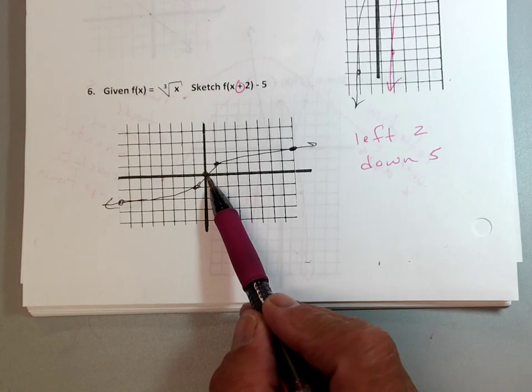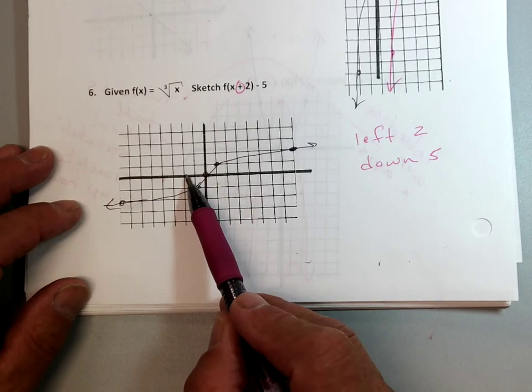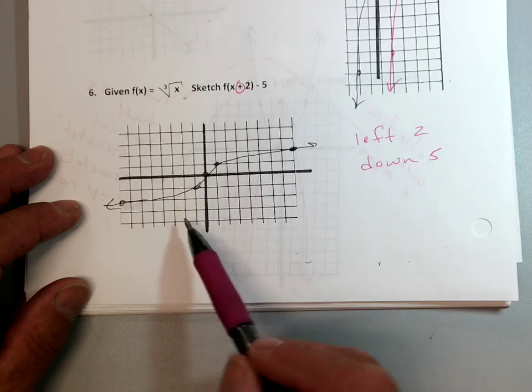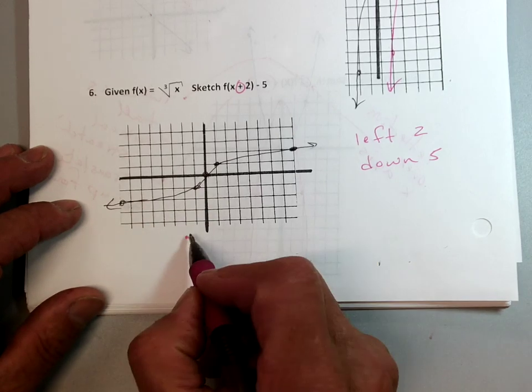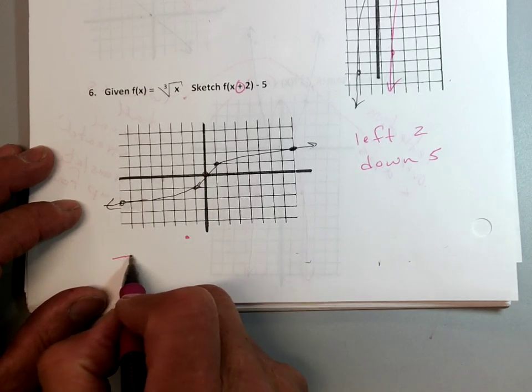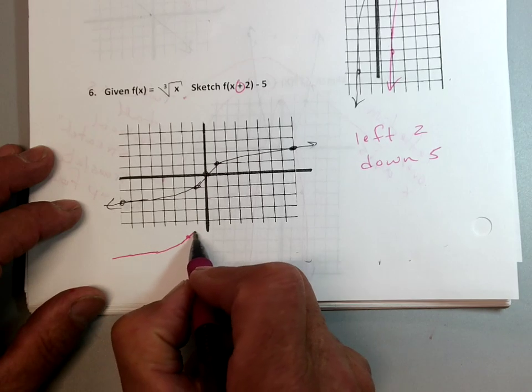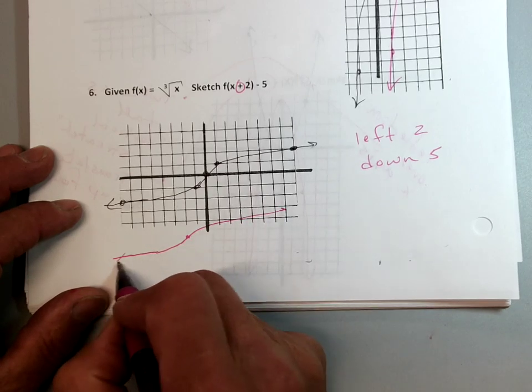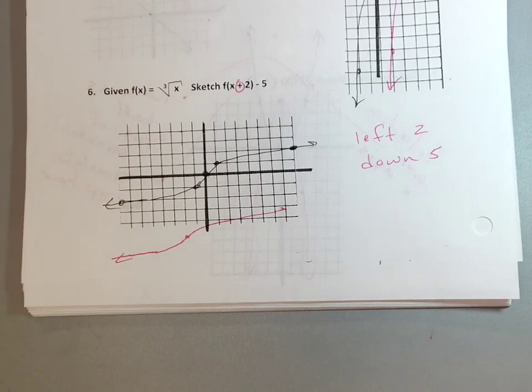So let's move it left 2, 1, 2, and down 1, 2, 3, 4, 5. So it's off the graph, life goes on, and it's going to look something like that. How's that? Okay, not too bad.